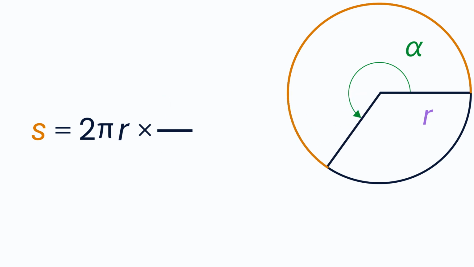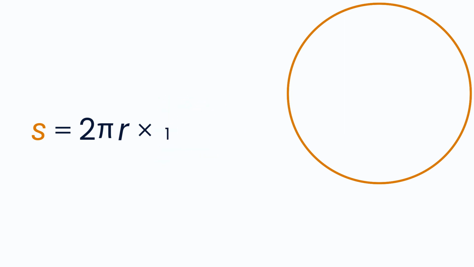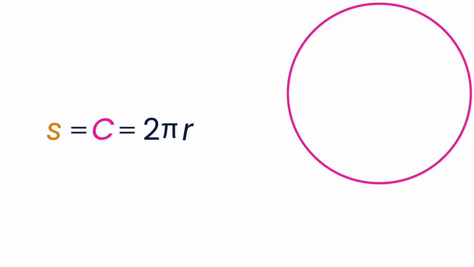If alpha equals 360 degrees, the arc makes up the whole circle, because 360 degrees divided by 360 degrees equals 1. In this case, the length of the arc, S, equals the circumference, C, of the circle.